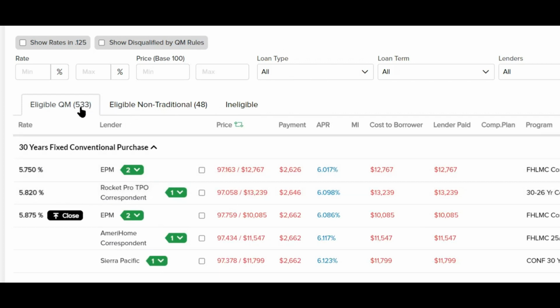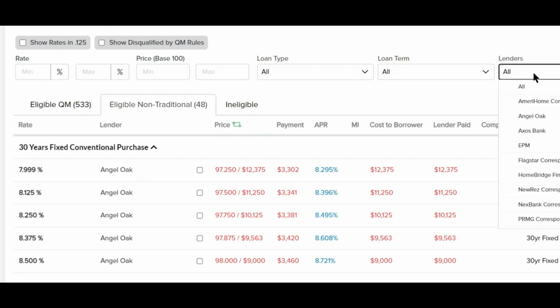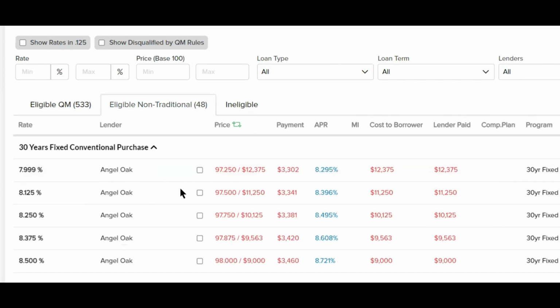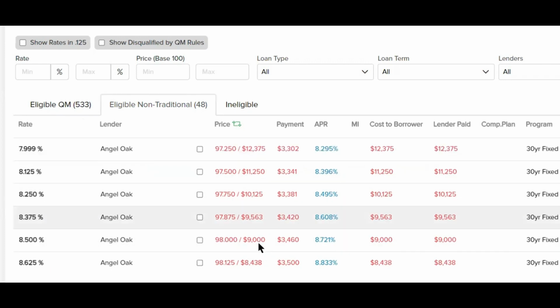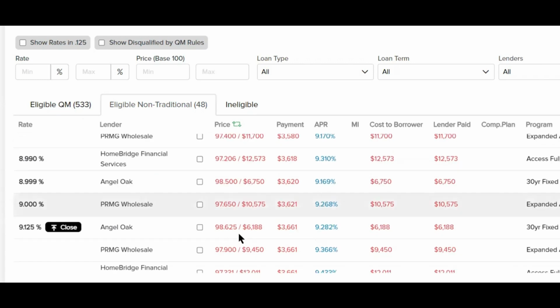Look at this, 533 in qualified mortgages. Non-traditional, there's 48. And I don't know how many ineligible. So let me click on the non-traditional for right now. For one, I always like to recheck this just to make sure. And so it's going to bring up, yeah, it's just the Angel Oak ones. Angel Oak does some weird stuff out there, but basically, if for whatever reason it was a non-traditional loan, there was something weird about it, they had a mortgage late or whatever, you know that Angel Oak will do it. Well, then you can start looking at those rates of where they fall.